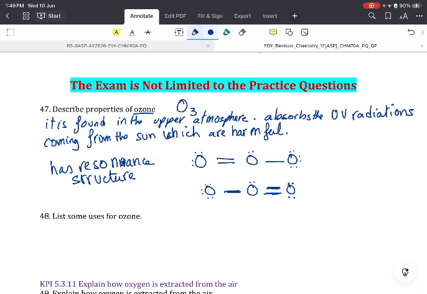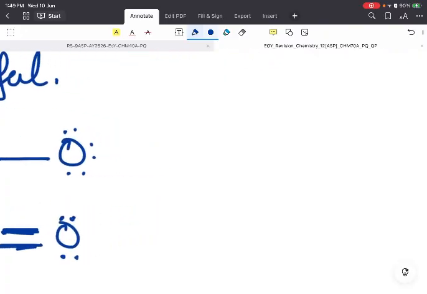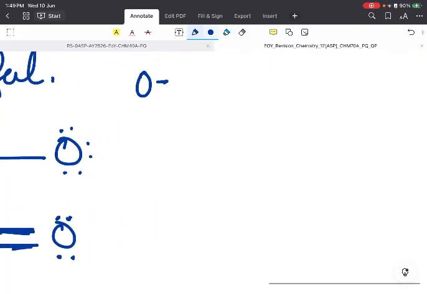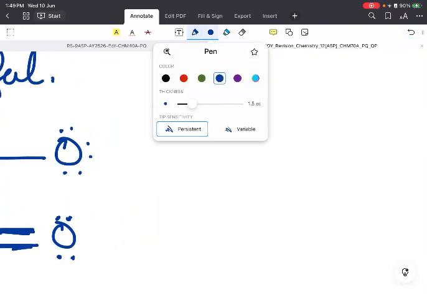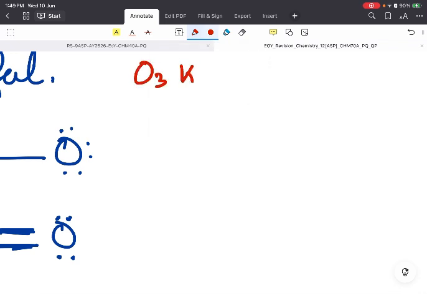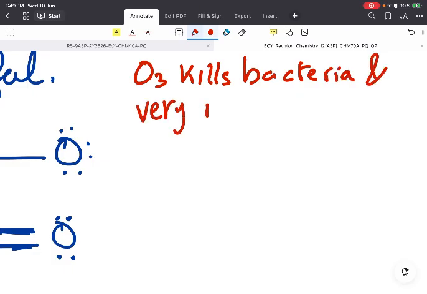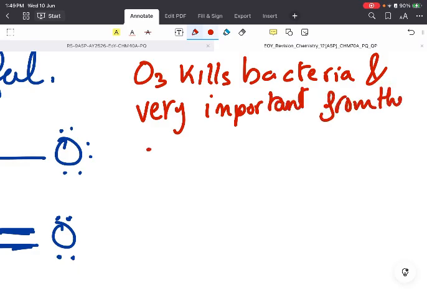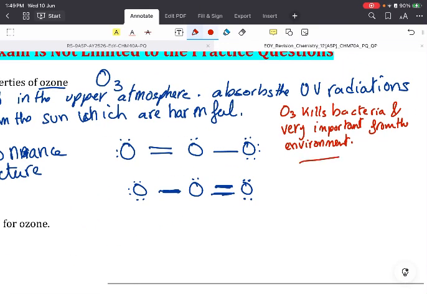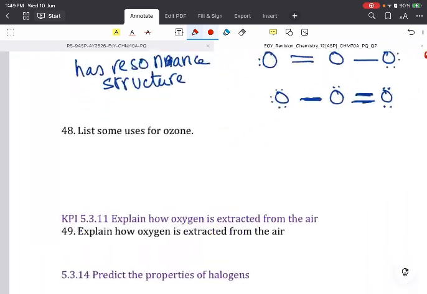So, properties of ozone. I talked about allotropes. One more thing about ozone, I'll write it in red: ozone kills bacteria and is very important for the environment. Okay, so this is important to remember.